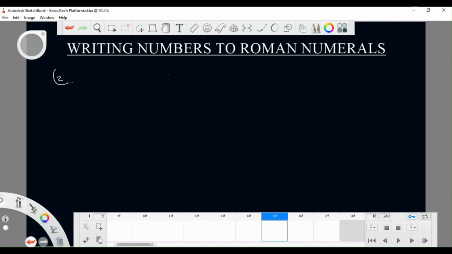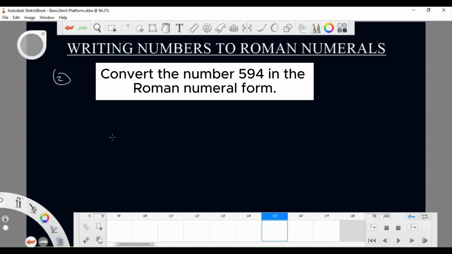Now let's move on to our next question. Question 2. It says convert the number 594 in the Roman numeral form. So we have 594 in the Roman numeral form. I can write this, I can say 594. So we have 500, this is hundreds. This is tens and units. So 500, this is 500, for example. So 9 is tens, so that's 90.